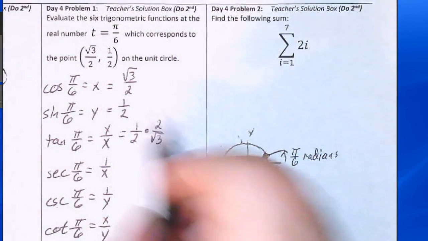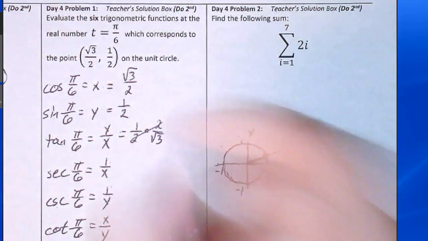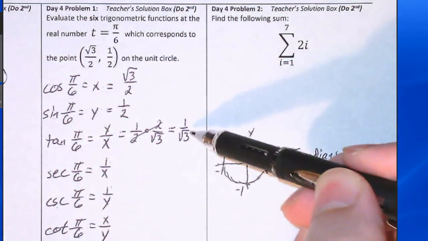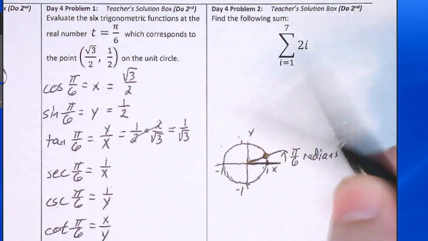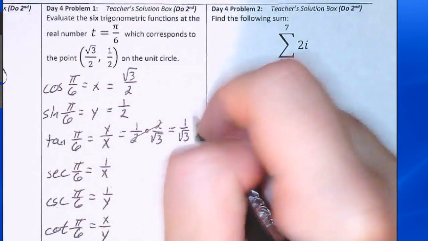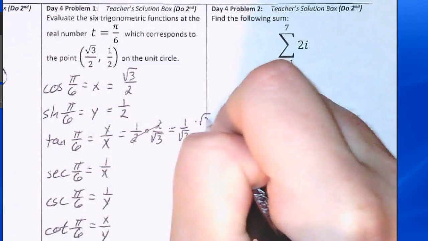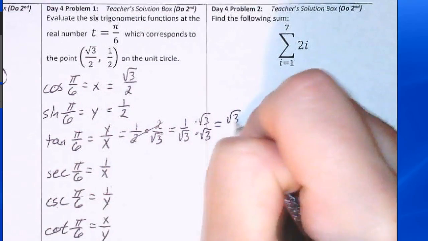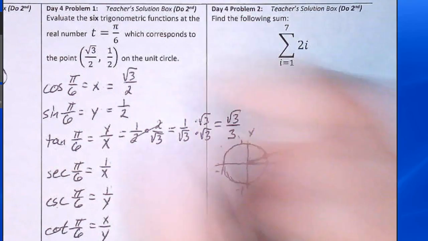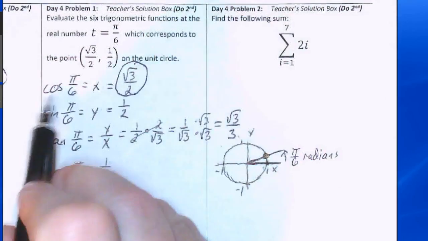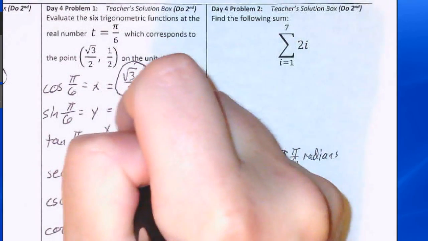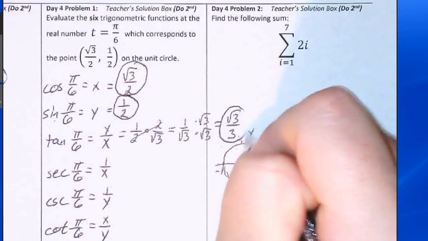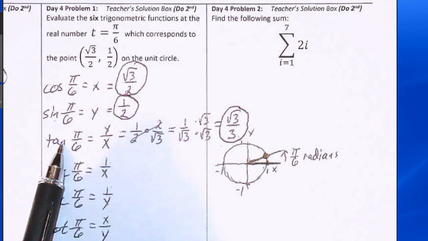Now let's simplify this. The 2's cross cancel, and that leaves 1 over the square root of 3. But we don't use square roots in denominators, and so we're going to simplify this one more step. If we multiply top and bottom by the square root of 3, we get the final result, the square root of 3 over 3. So this answer here is the cosine value. This answer here is the sine value. And this answer here is the tangent value.